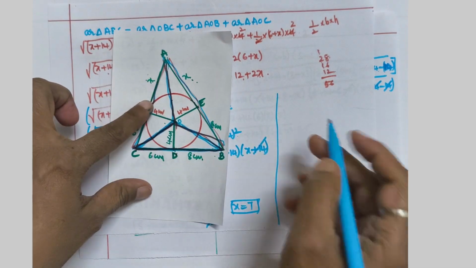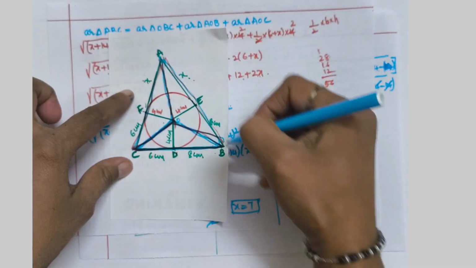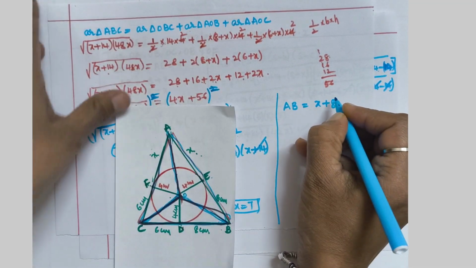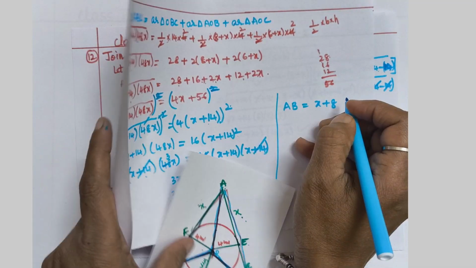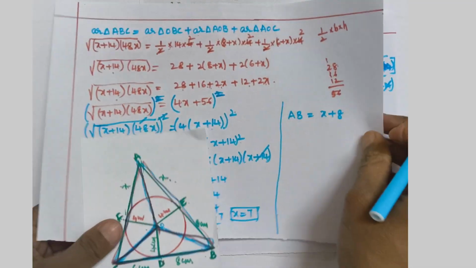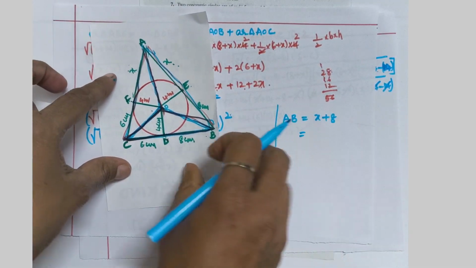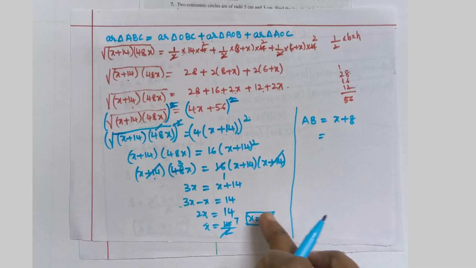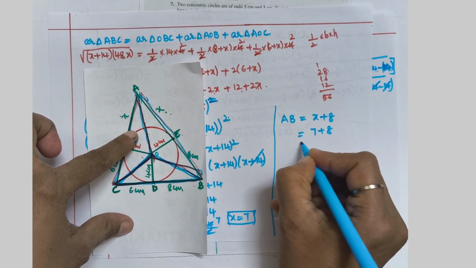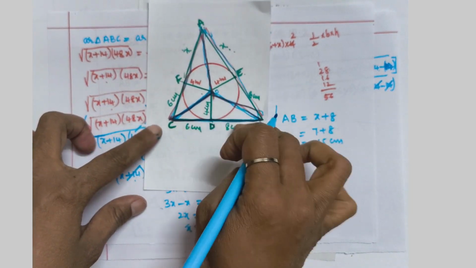Okay, carefully see here. I will do AB length. How you will do AB length? AB means this side. AB means what you took? X plus 8. Starting we took AB is equal to x plus 8, AC is equal to 6 plus x. So AB is equal to x plus 8. X value just now you got, what is the x value? X value is 7. So 7 plus 8. 7 plus 8 means it is 15 centimeter. AB value is 15 centimeter.